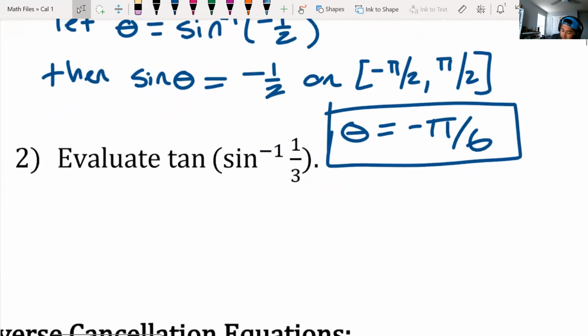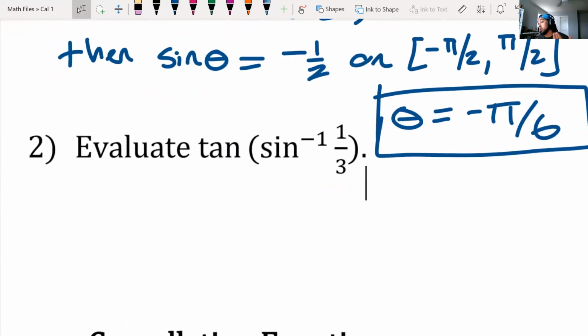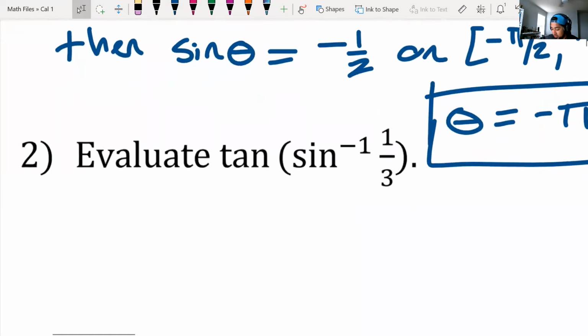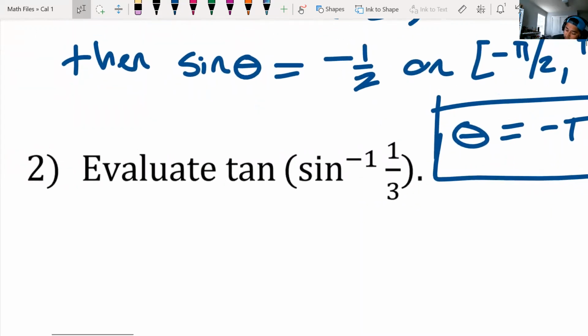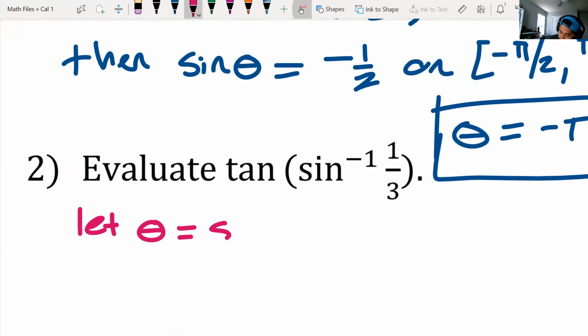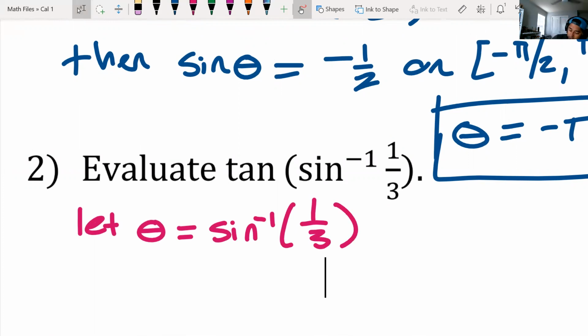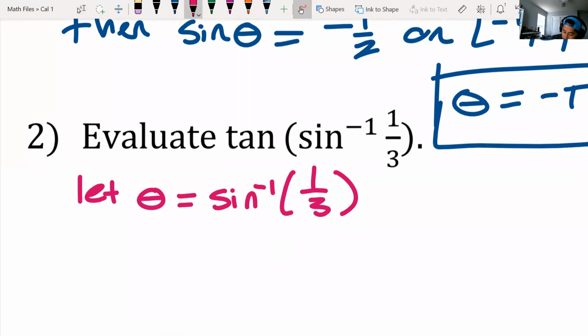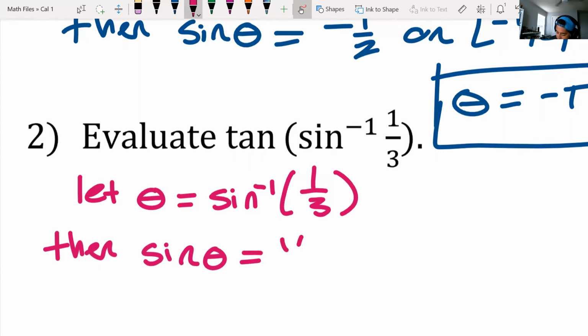Okay, number 2. This says evaluate the tangent of inverse sine of 1/3. There we go. So for these problems, we would make a substitution. We would let theta equal the inverse sine of 1/3. Then you would compose both sides with the inverse. So you'd get sine theta equals 1/3 on that interval negative pi over 2 to pi over 2.